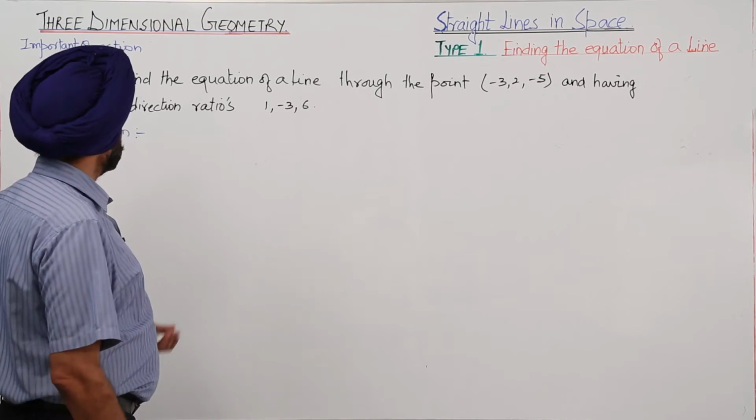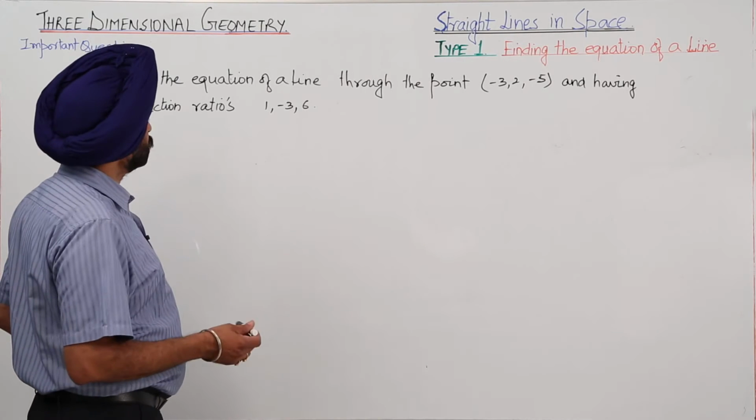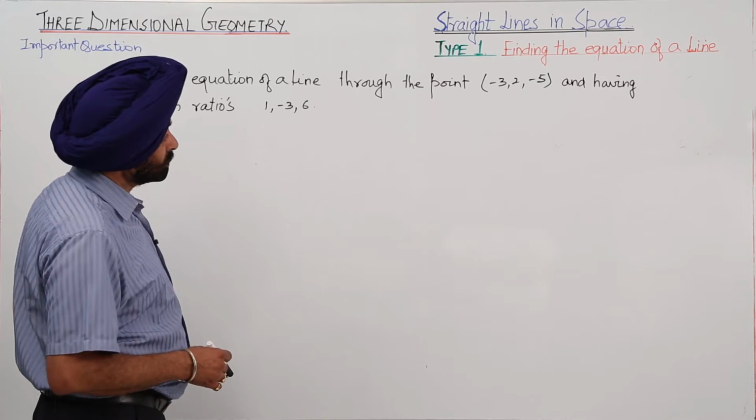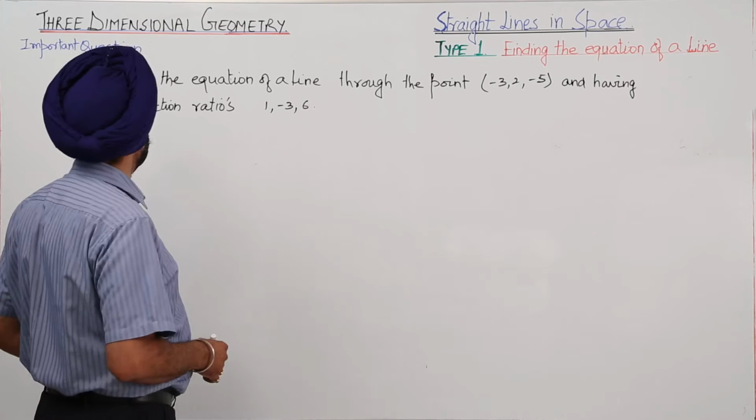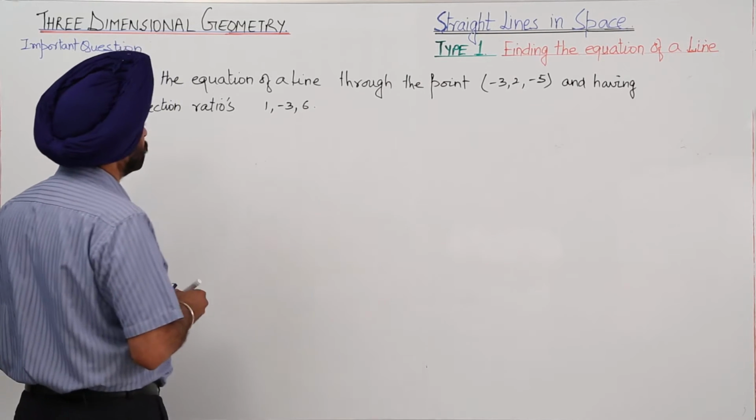Some important questions. For type 1, find the equation of a line. Now find the equation of a line through the point (-3, 2, -5) and having direction ratios 1, -3 and 6.